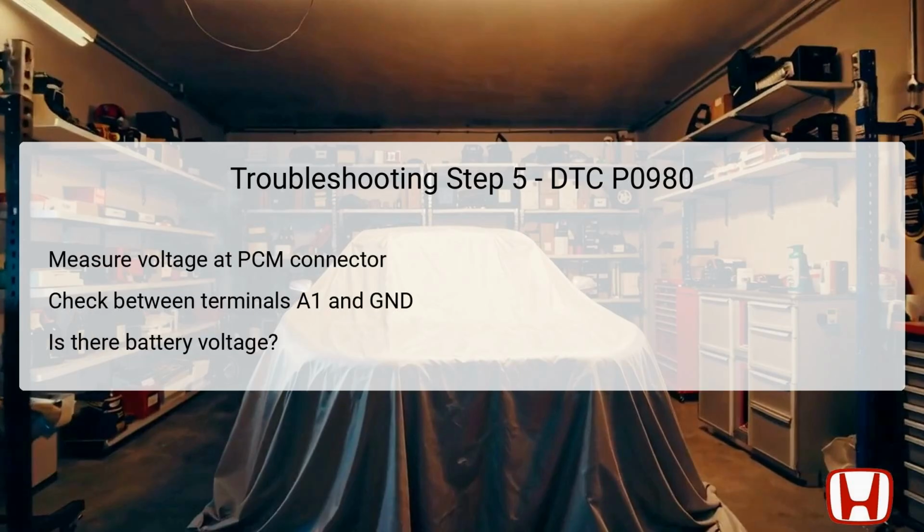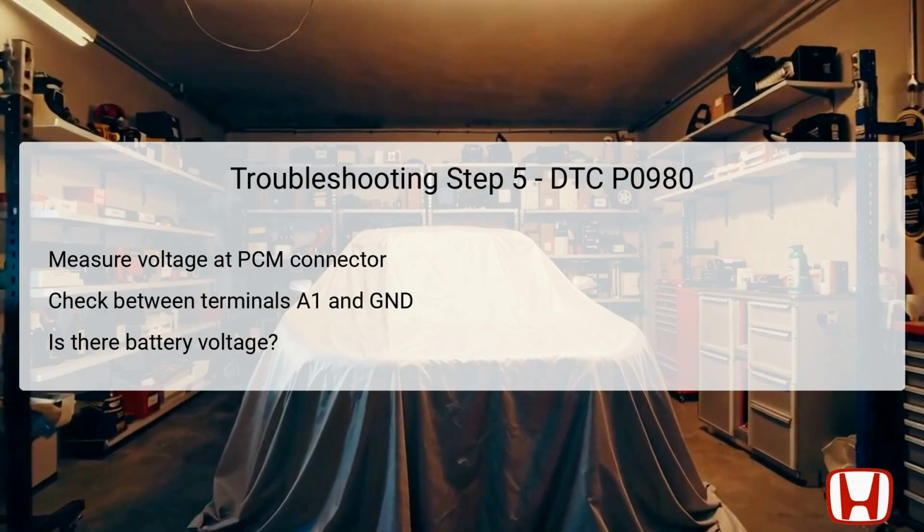Step 5 focuses on measuring the voltage at the PCM connector, particularly between terminal A1 and body ground. This test is essential for determining whether battery voltage is present at the connector, which signifies that power is reaching the PCM from the fuse box. Using a reliable multimeter, a technician will evaluate this specific voltage reading.